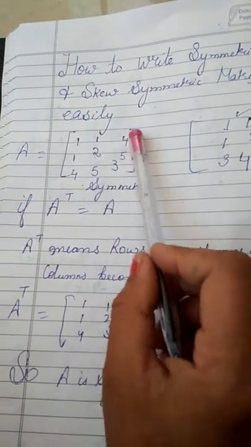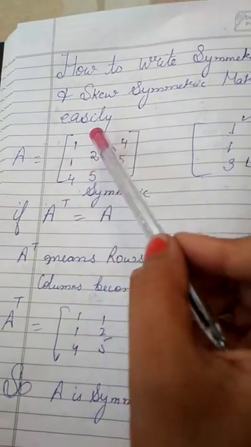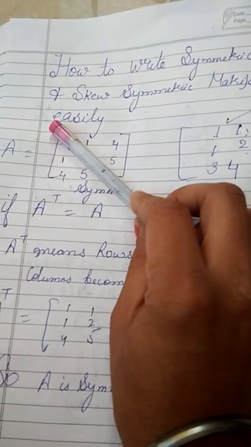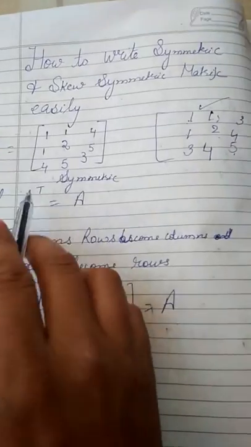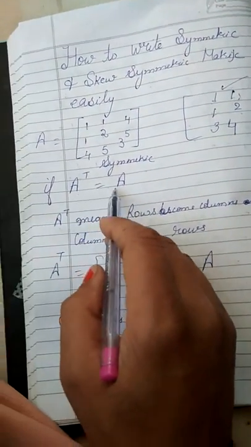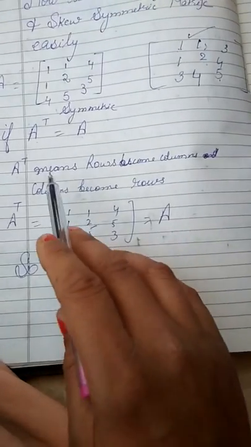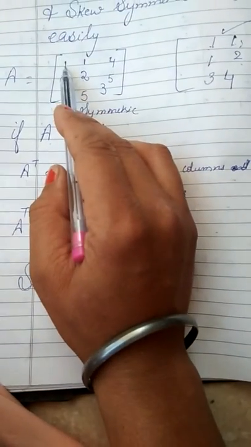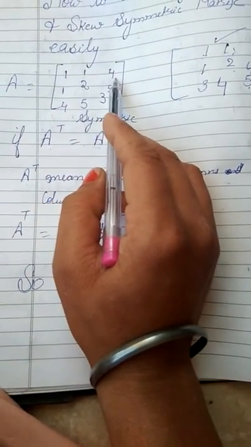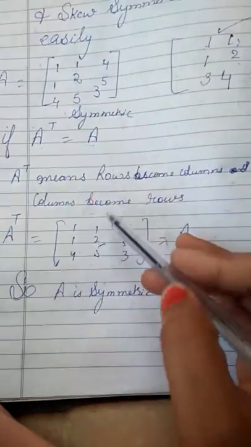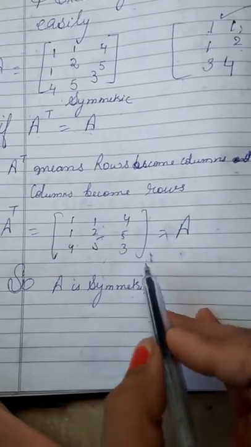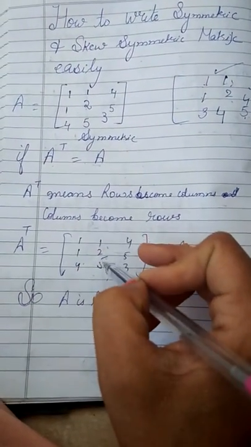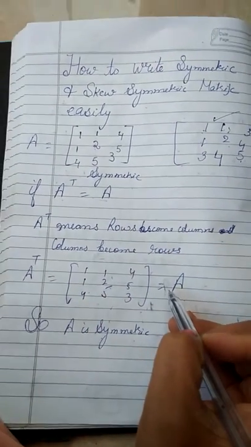Similarly, if you want to check whether this is symmetric or not at the very first view, hide the diagonal elements and check 1 1, 4 4, 5 5. Yes, this is a symmetric matrix. Or the second way is to find A transpose, and if A transpose is equal to A, then the matrix is symmetric. A transpose means rows become columns and columns become rows. So the first row becomes the first column: 1 1 4, 1 2 5, 4 5 3. Now this is again the same matrix, so A is symmetric. A transpose is equal to A, so it is a symmetric matrix.